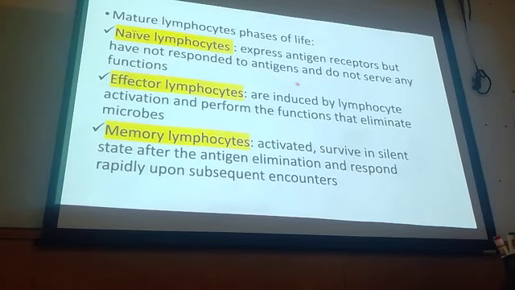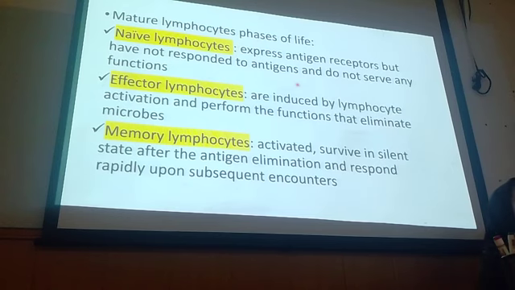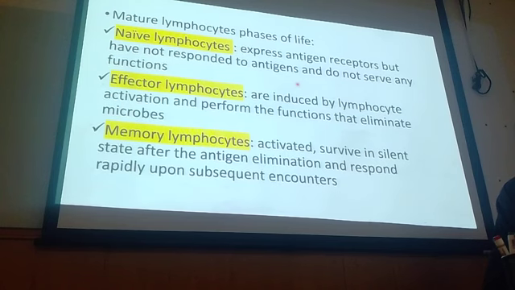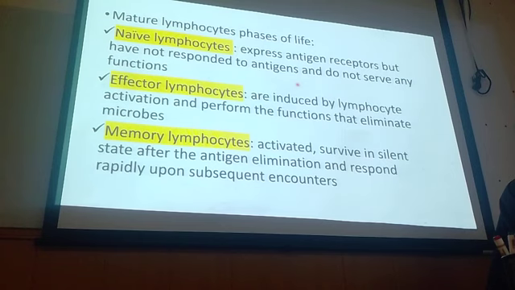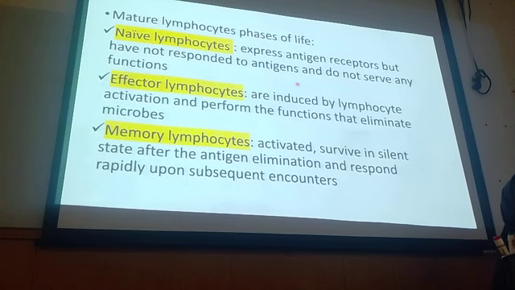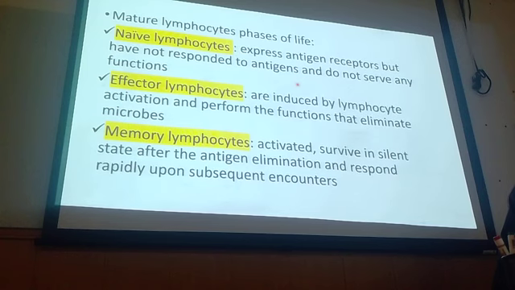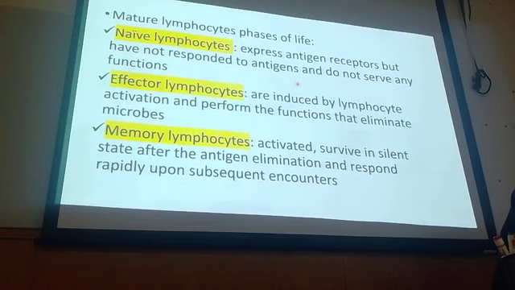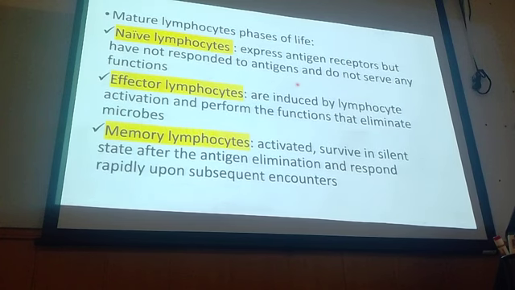Okay. What are the phases of lymphocyte maturation? We have naive lymphocytes. Naive lymphocytes express antigen receptors but have not responded to antigen and do not serve any function. Naive lymphocytes have not met any antigen. Effector lymphocytes are induced by lymphocyte activation and perform the function that eliminates the microbes. And we have memory lymphocytes. Memory lymphocytes are activated and survive in a silent state after the antigen elimination and respond rapidly upon subsequent encounters. So we have naive lymphocytes, effector lymphocytes, and memory lymphocytes.